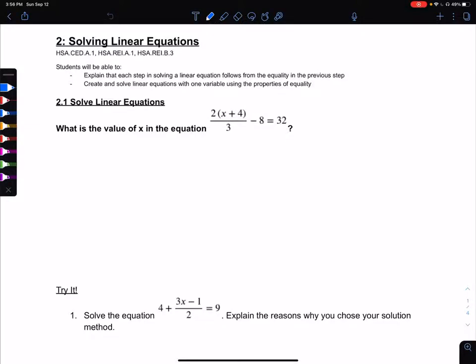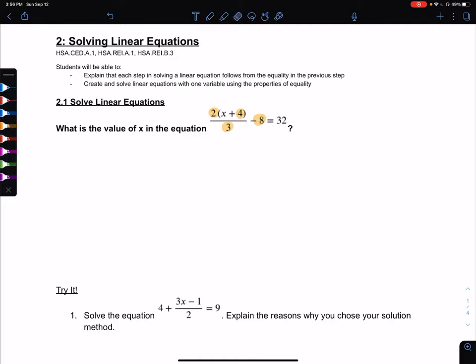In this video, we're going to look at example 1 from topic 2, where we solve linear equations. So the question is, what is the value of x in the equation 2 times the quantity x plus 4 divided by 3 minus 8 equals 32? To solve this, I'm going to need to isolate x. And to do that, I will need to get rid of the 2, the 4, the 3, and this 8. So we want to bring all of those over to the other side.